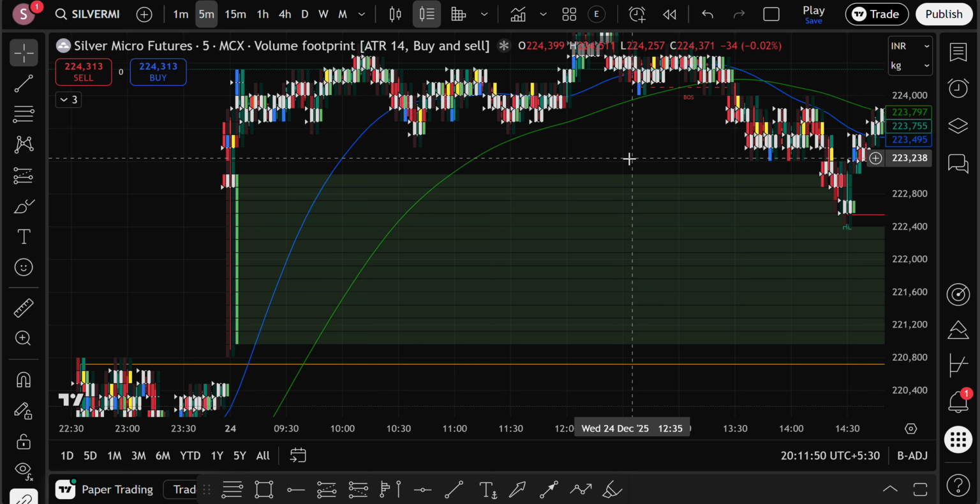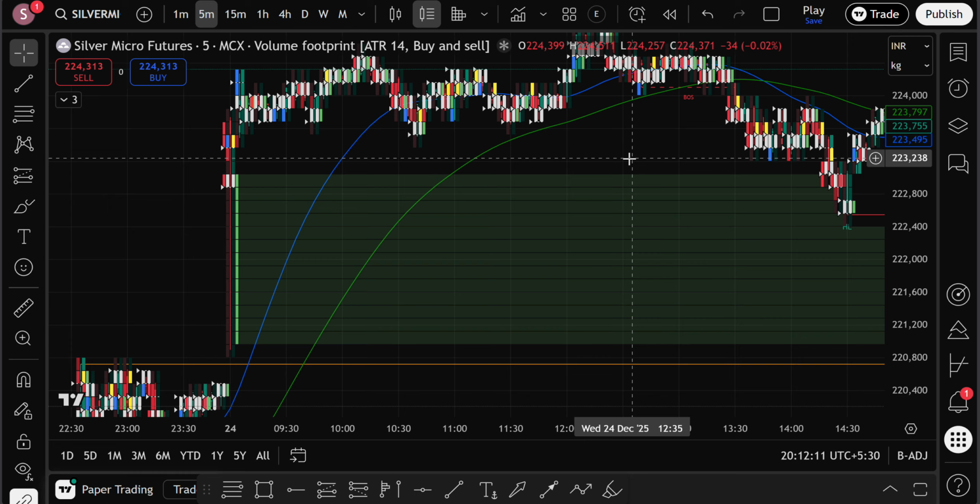Basically, footprints are very simple. You have to understand whenever a candle is forming, where the most traded volumes actually happened. That is called the value area high and value area low. This is the place where the most volume occurred, and in between, the place where the most traded volume happened is called the point of control.